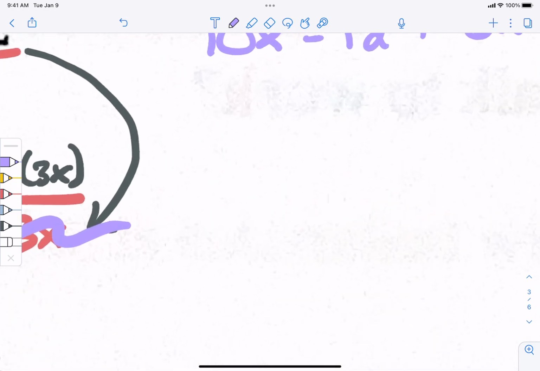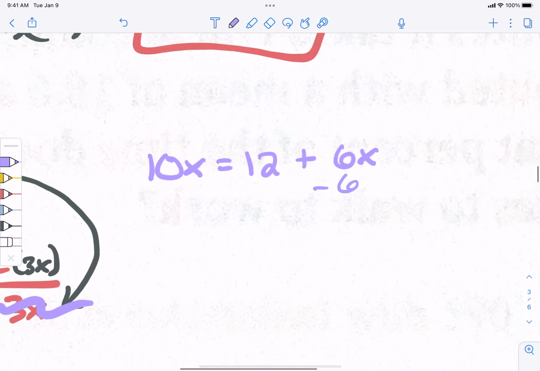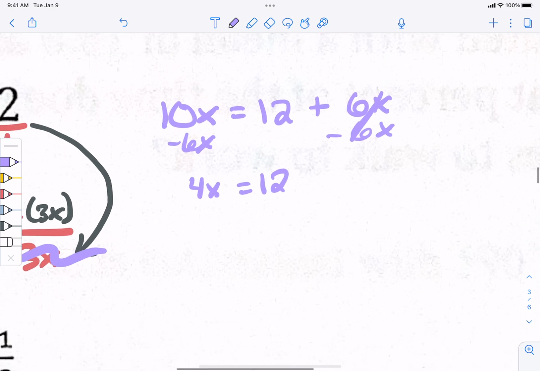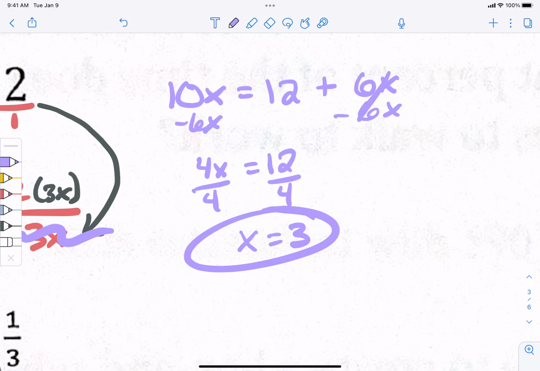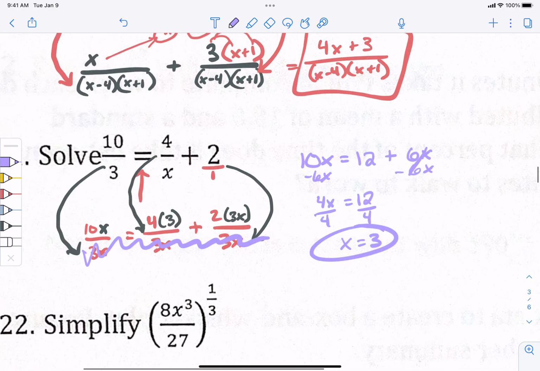All right, I'm going to zoom in. So subtract the 6x over. 10x minus 6x is 4x equals 12. And then divide by 4. And x is 3. Okay, good? And that is all.